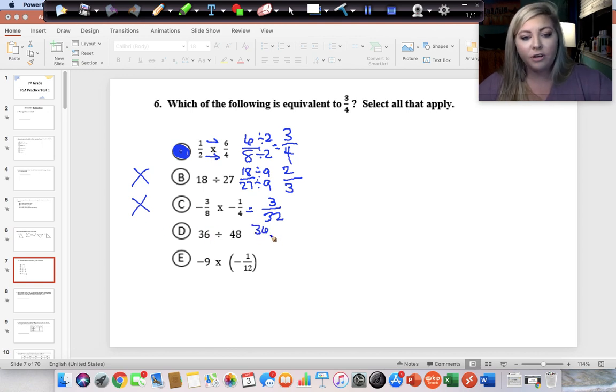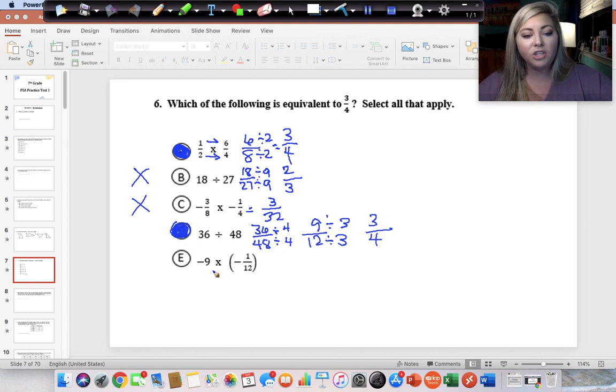Okay, here 36 divided by 48. There are a few things that you can reduce this with, but a lot of us will see that, well, let's start out with 4. 4 will go into both of these. 36 divided by 4 gives us 9, and 48 divided by 4 gives us 12. And then we can see that this can be reduced again by 3. 9 divided by 3 gives us 3, and 12 divided by 3 gives us 4. So this does equal 3/4.